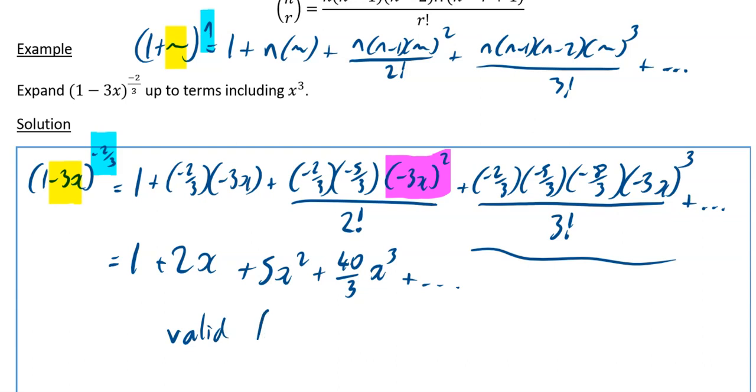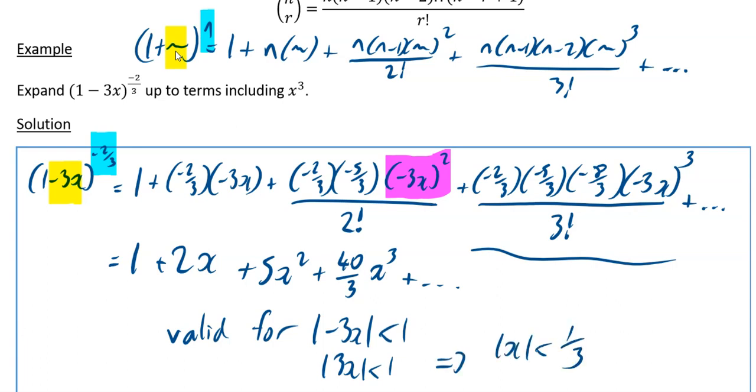This is valid for modulus of minus 3x is less than 1, which means, we'll just say, modulus of 3x is less than 1, which then implies that your modulus of x is less than 1/3. Okay, because modulus of minus 3x is the same as modulus of 3x, and then bring the 3 across, and it just divides.